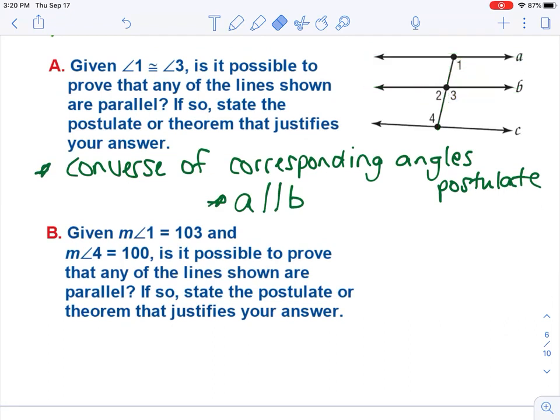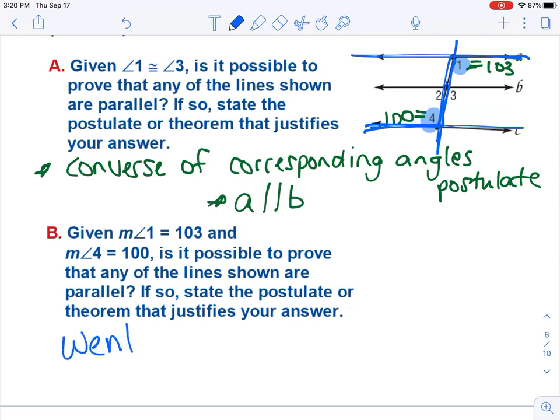What if instead we are given angle 1 and angle 4? Angle 1 is 103 degrees, angle 4 is 100 degrees. Can we state anything about these two? If they were the same degrees, we would say that they are alternate interiors, which means our lines, A and C, would be parallel. But because they are not the same degrees, we cannot state that any lines are parallel.